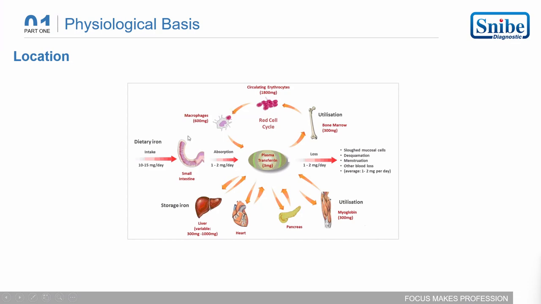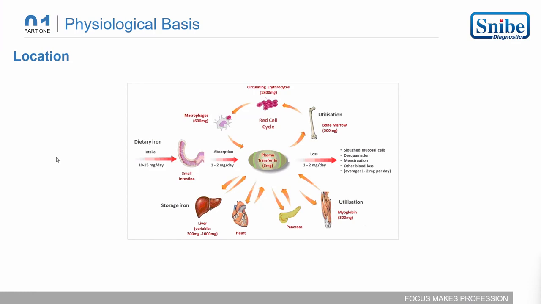If you talk about the location, you can see here that due to the circulating erythropoietin levels, the RBC cycles, the macrophages and the utilization by the bone marrow, the plasma transferrin levels are affected by loss and by the absorption process from dietary habits, which maintain the plasma transferrin levels. This iron is stored in the liver, and also in the heart, the pancreas, and the myoglobin utilization sites.